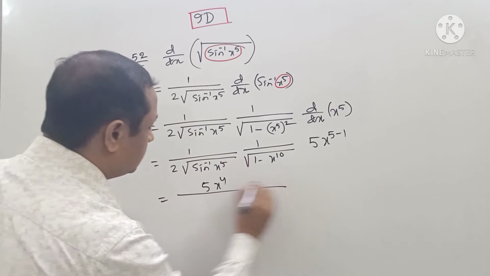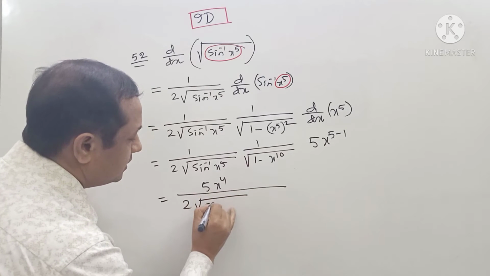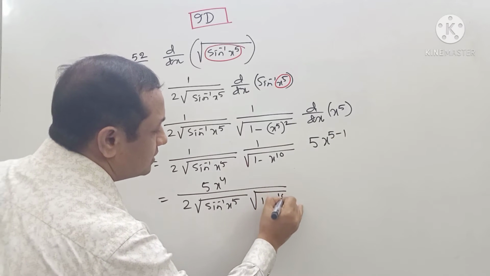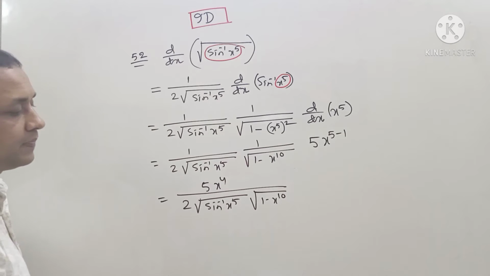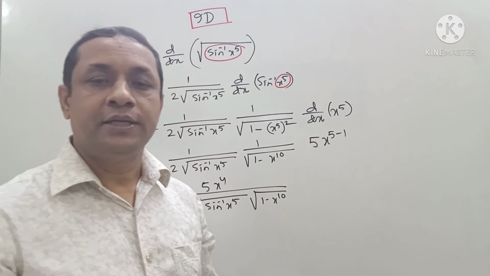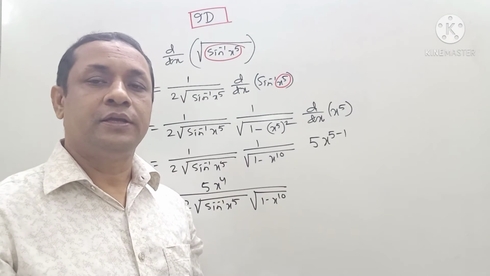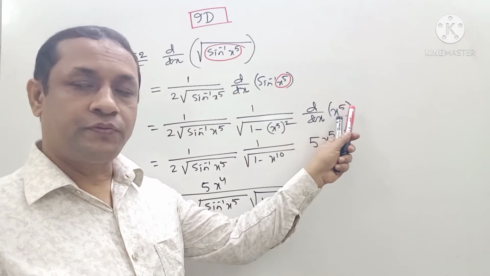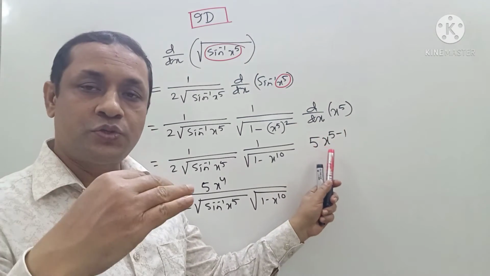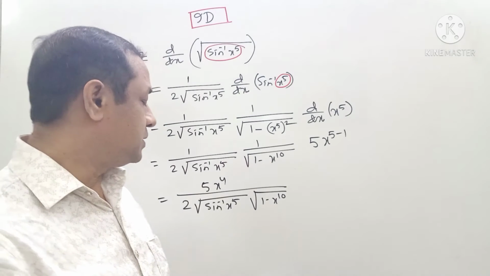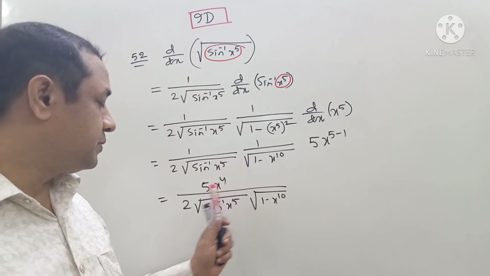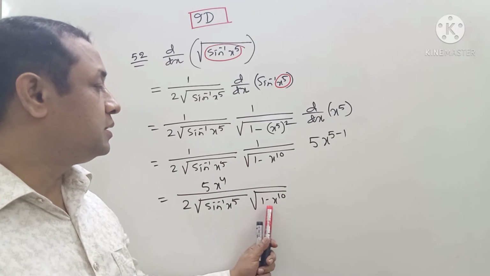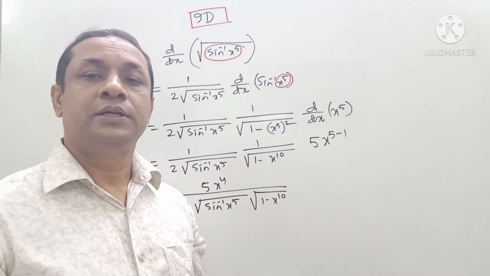5x⁴ by 2 root over (sin⁻¹x)⁵ root over 1 minus x¹⁰. Here using the formula d/dx of xⁿ equals n xⁿ⁻¹. So here x⁵ means 5x⁵⁻¹. So the result will be 5x⁴ by 2 root over (sin⁻¹x)⁵ into root over 1 minus x¹⁰.